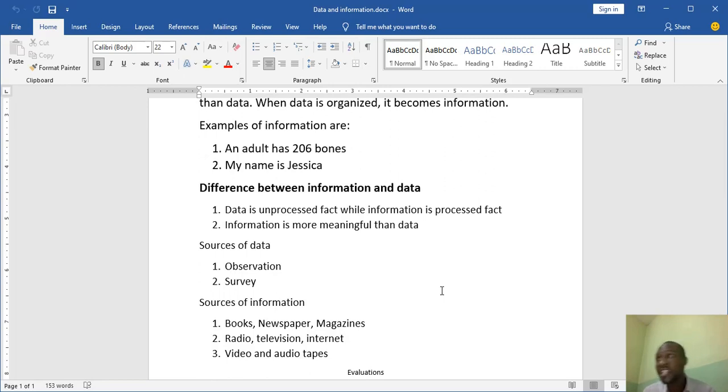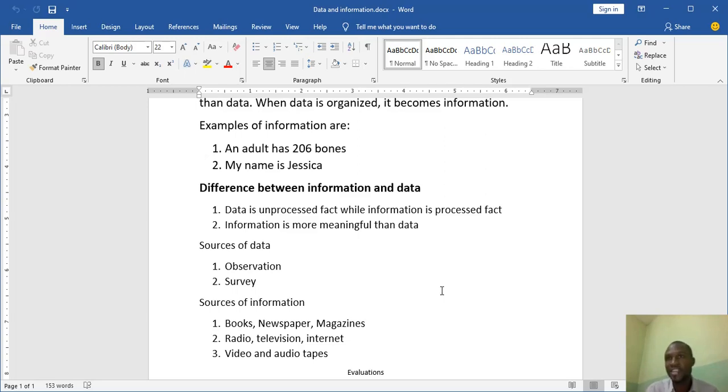How do we get data? Those numbers we write, people writing things. One, by observation. You look. For example, if you go to the road and you want to count cars, maybe a yellow car passes by. You write yellow, one. Another blue car, blue, two. You are observing what is happening, then you are taking record. That's a source of data.